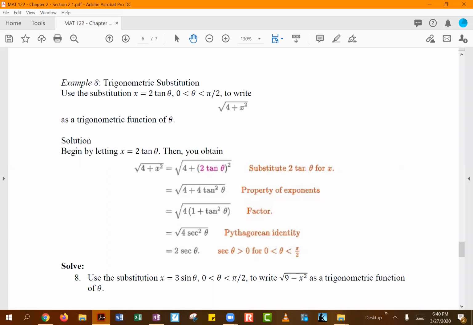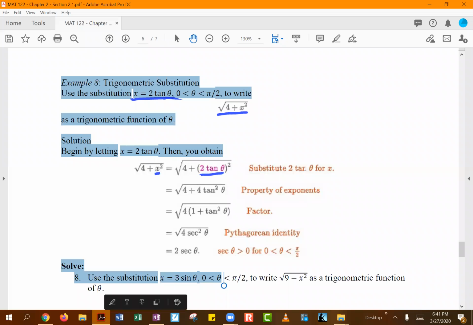Alrighty. So our next example here is actually asking us to use trigonometric substitution. So they are giving us x equals 2 times tangent theta, and of course your theta is between 0 and pi halves, not including the endpoints, and they're asking us to basically make the substitution right here in square root of 4 plus x squared. So as you will notice, we're taking our x and substituting it with 2 times tangent theta, which is what they gave us initially in the problem.